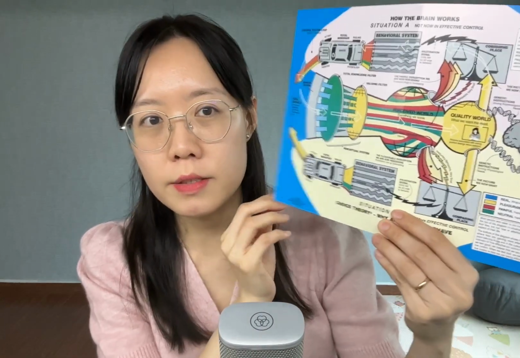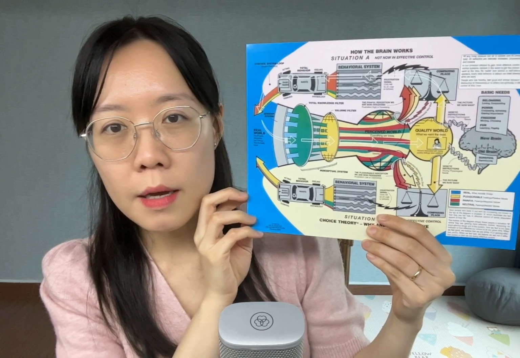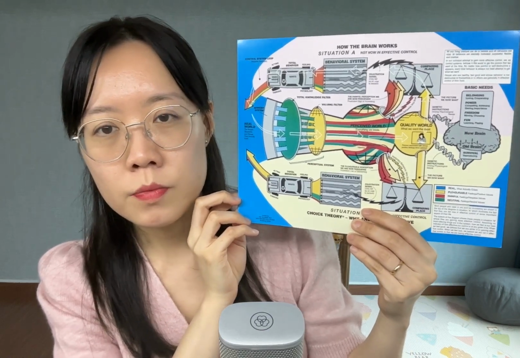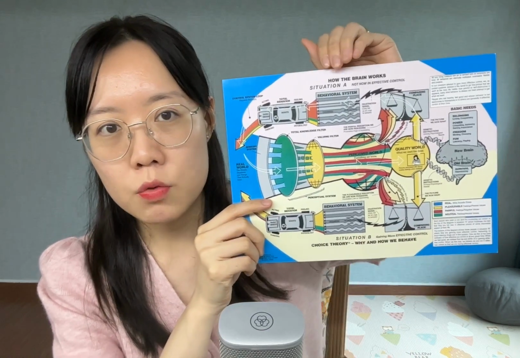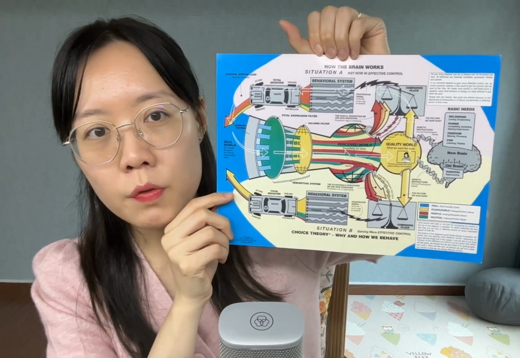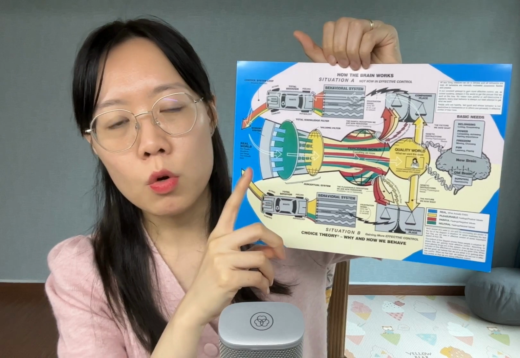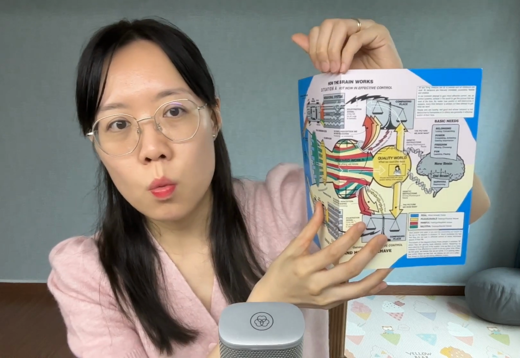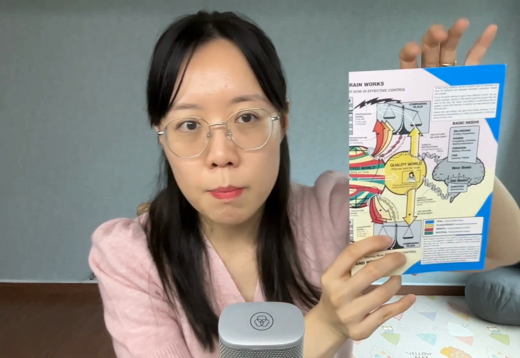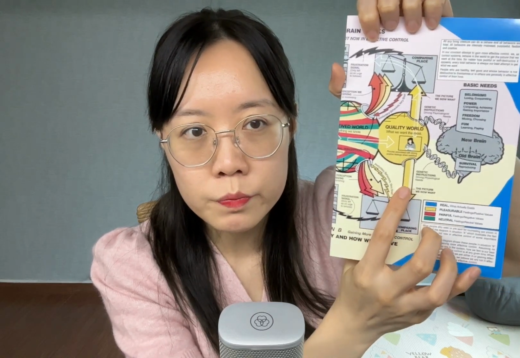Hello everyone, my name is Denise and today I'll be talking on the topic how to use the choice theory brain chart to conceptualize borderline personality disorder. This brain chart is created by William Glasser, the founder of choice theory. Today I'm not going to go too much, I'm just going to zoom into one thing, which is this part, the quality world.